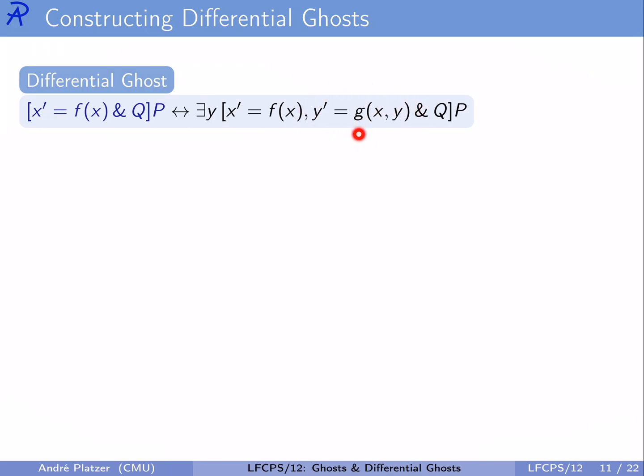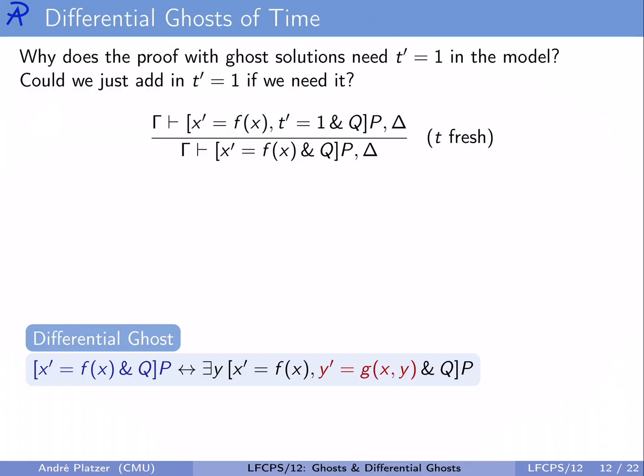Could be one, as in the time example, but could also be a more general differential equation. And, well, we don't know the initial value for y, but we also don't have to, because this axiom now says that property p is always true after an ODE, if and only if it is true after an augmented ODE that has a new differential equation system, y prime equals g of x y, with some initial value for y. And before we do anything else with it, let's directly understand how we can get out of this differential ghost axiom the specific proof rule for differential ghosts of time, just as a special case.